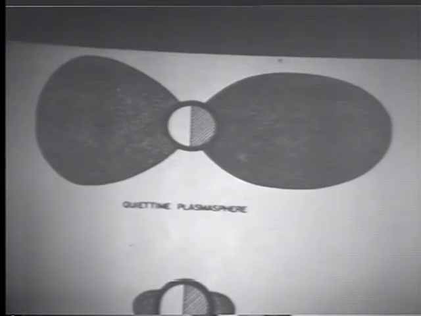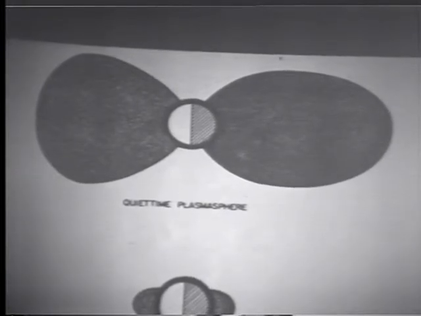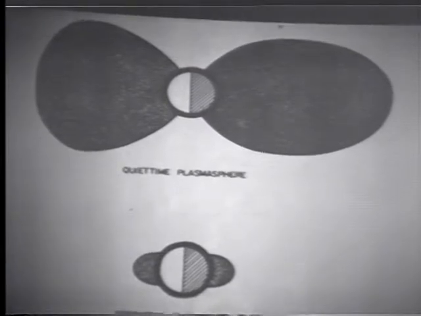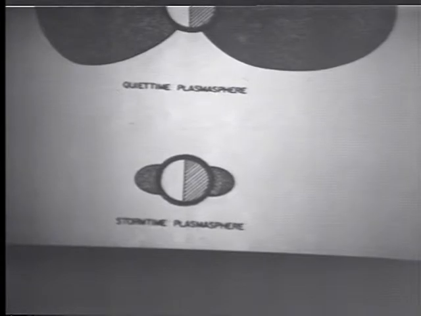Okay, this slide shows the plasmasphere in its two extreme states. The one at the top shows the quiet time plasmasphere in its puffed up state with the plasmapause at L equals 7. And the bottom one shows the storm time plasmasphere with the plasmapause at L equals 2.